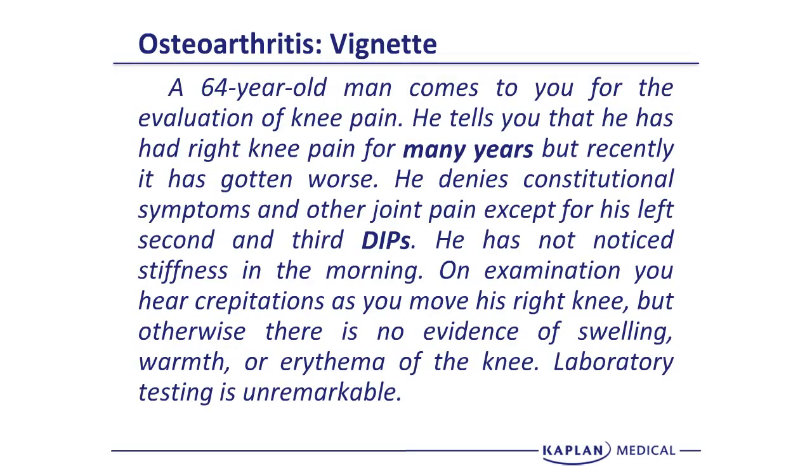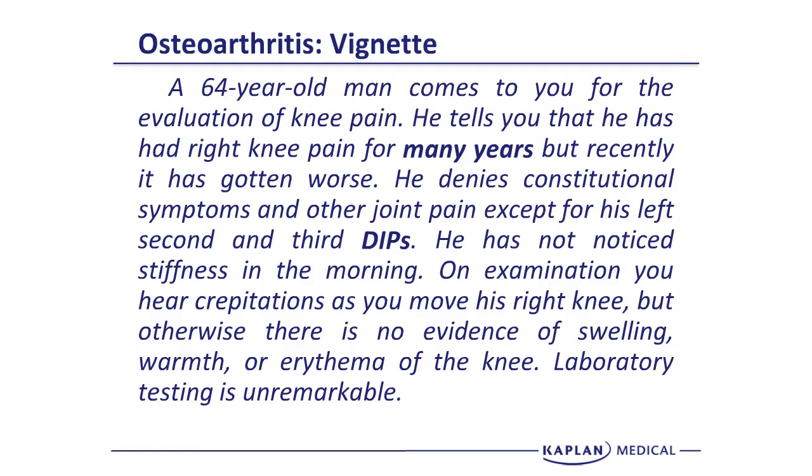So now let's start looking at another case. A 64-year-old man. Now, the 64-year-old man, we know that he is at that age where osteoarthritis can be an issue. So that's one of the diseases that we're going to keep in mind right away. The man comes to you for evaluation of knee pain. He tells you that he has had right knee pain for many years, but recently it has gotten worse. So the patient has had this chronically, only the right knee, chronic.